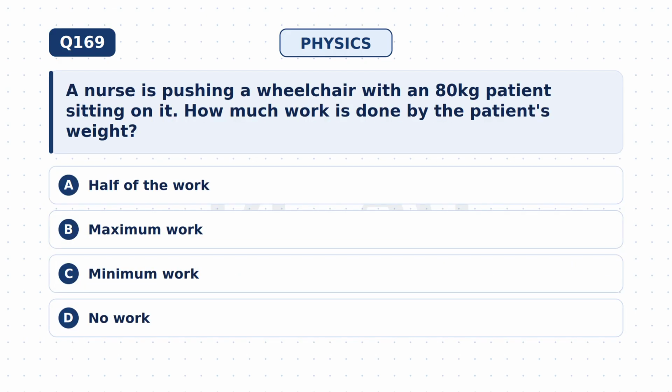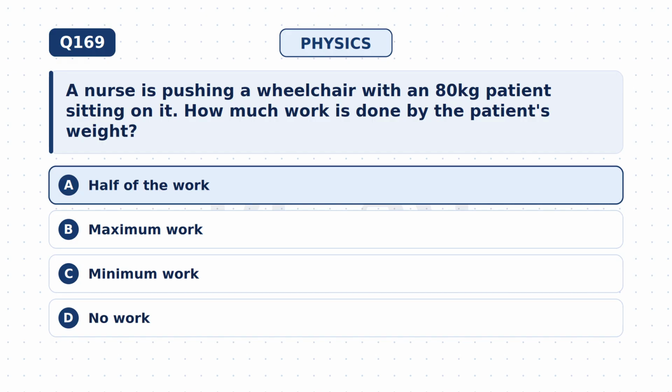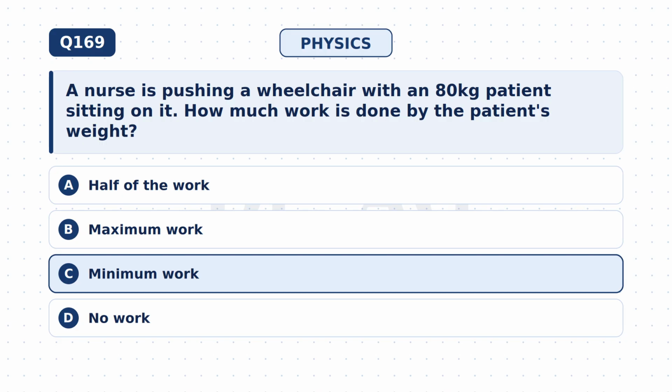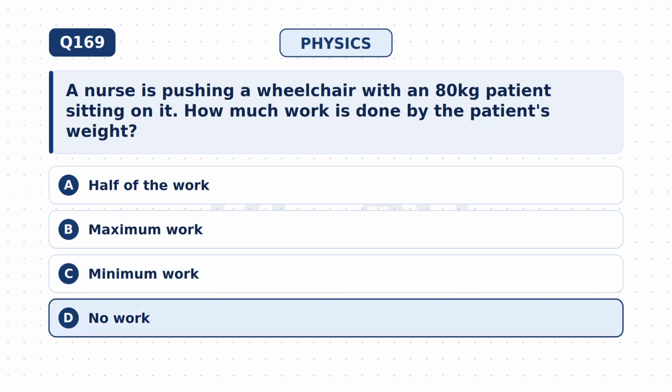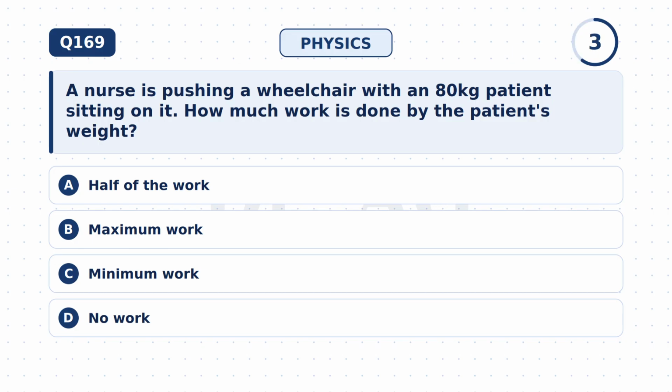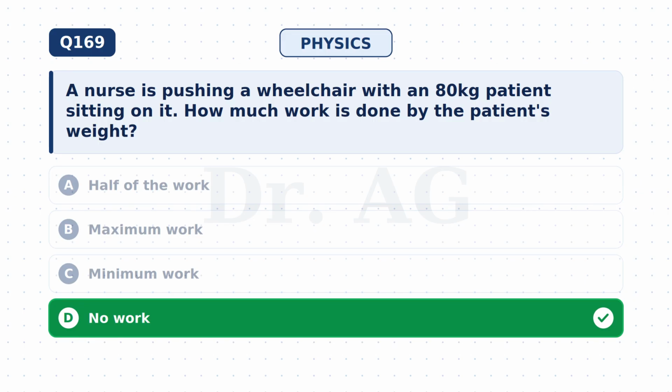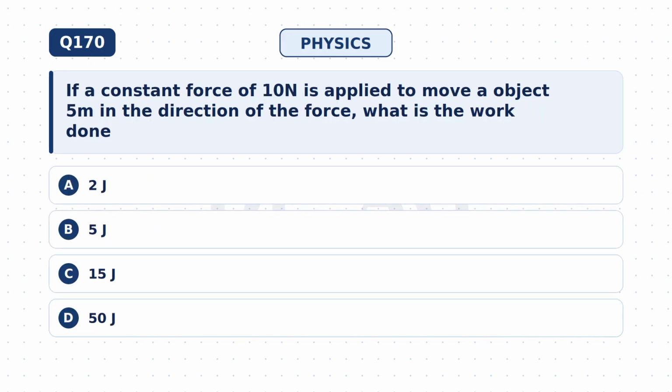Question 169. A nurse is pushing a wheelchair with an 80 kilograms patient sitting on it. How much work is done by the patient's weight? Option A, half of the work. Option B, maximum work. Option C, minimum work. Option D, no work. The correct answer is D. No work.